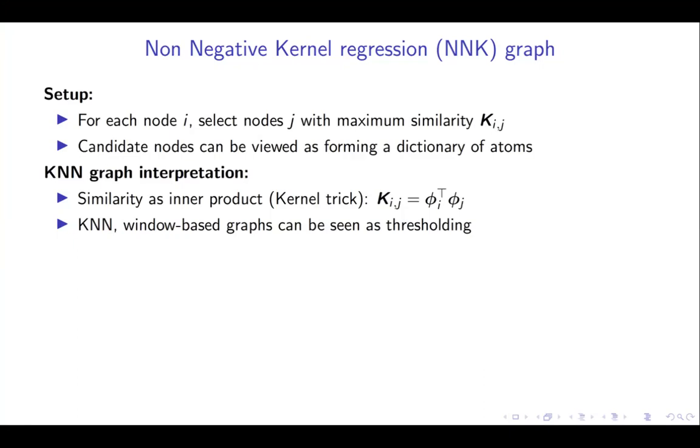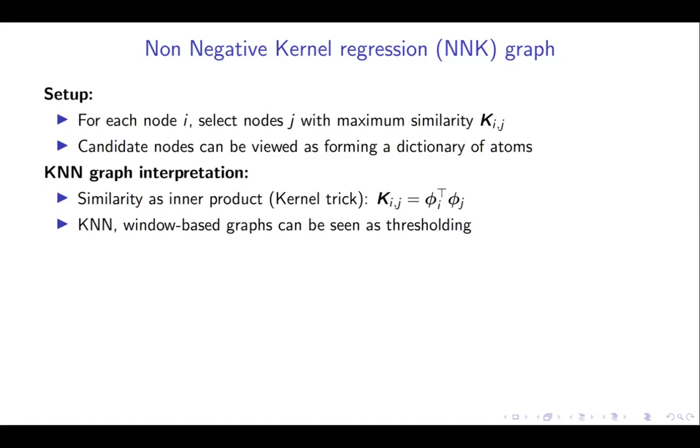Consider this setup. For each node i, select nodes j with maximum kernel similarity value. These selected nodes can be considered to form a locally adaptive dictionary. Now, observing similarities as inner products in a kernel Hilbert space, we see that a k nearest neighbor approach follows a thresholding-like process wherein selecting k maximally correlated atoms in the dictionary formed. This is suboptimal from a signal processing perspective.